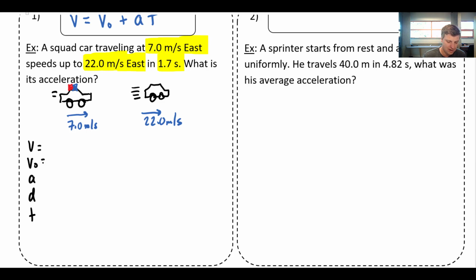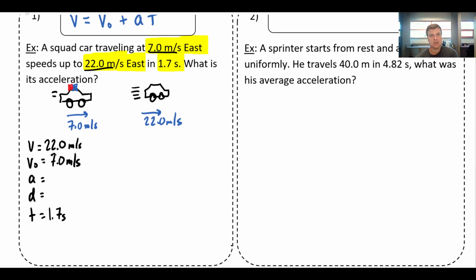And I'm going to identify which of these variables I know. This first number here, 7.0 meters per second, that was the velocity at the beginning of the acceleration, at the start. So that's my initial velocity. So this is 7.0. Speeds up to 22 meters per second, that's where it ended up. And so that's going to be v final. So that's 22 meters per second. Remember that v just means v final at whatever point you choose. And then the last thing I have is time. Time is going to be 1.7 seconds.